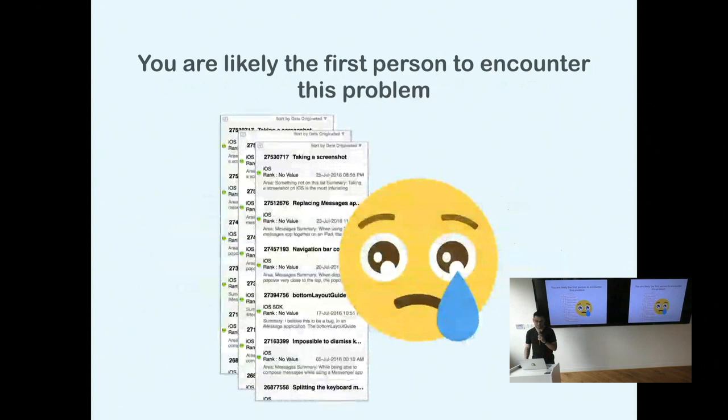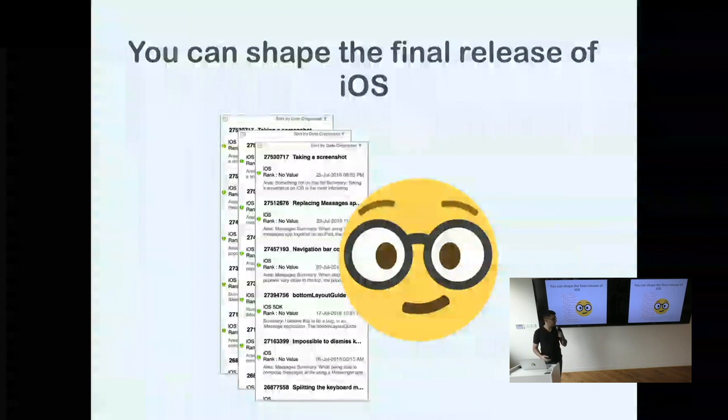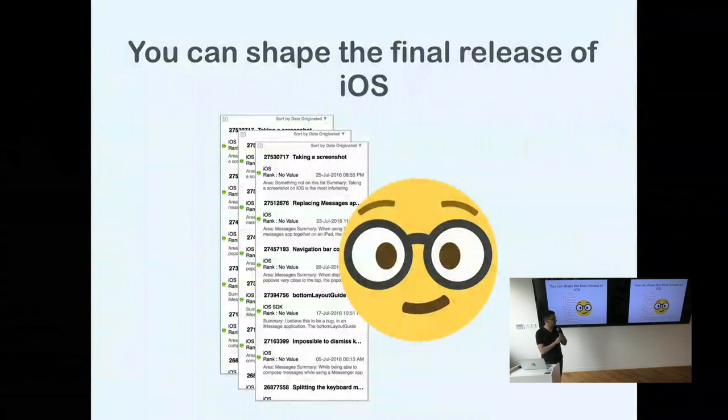And you are likely the first person to encounter this problem, which happened to me a lot. I have, at the moment, 20 radars on bug report, with some of them closed as duplicates, and 5 of them being worked on, and the others completely ignored, which is normal. I have one from 2014, which I'm pretty sure is not getting addressed by this point. And you can shape the final release of iOS, which is nice.